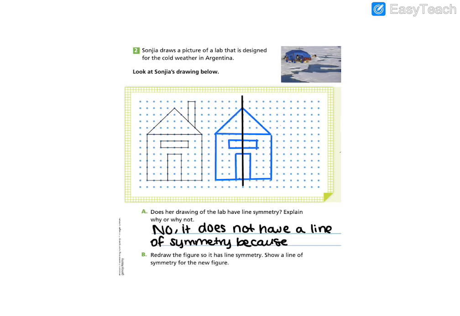All right, so you should have drawn the picture of the lab, basically the same, but there is no chimney. And that line of symmetry falls down the middle. Okay, it's a vertical line of symmetry.